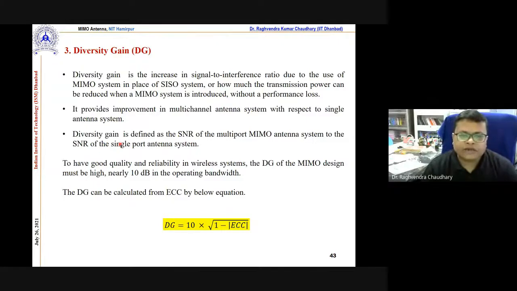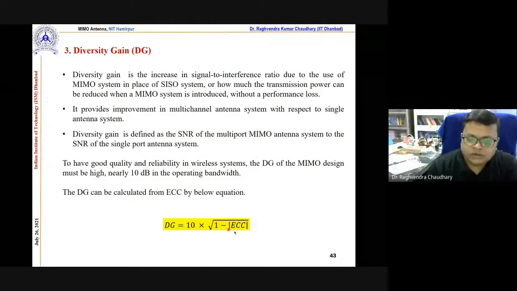Diversity gain is defined as the SNR of the MIMO antenna system to the SNR of the single port antenna system. Correct. So this is the simplest definition you can say. And nearly 10 dB is required for this number. If you see here that ECC is 0, correlation is zero, the maximum value is 10. When ECC is 0.5, there will be some lower value. Correct.